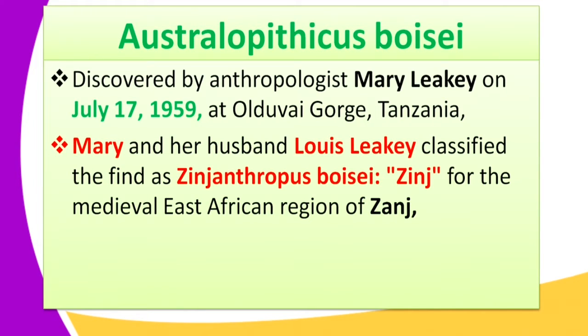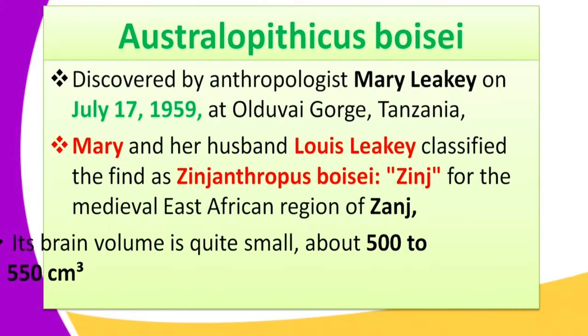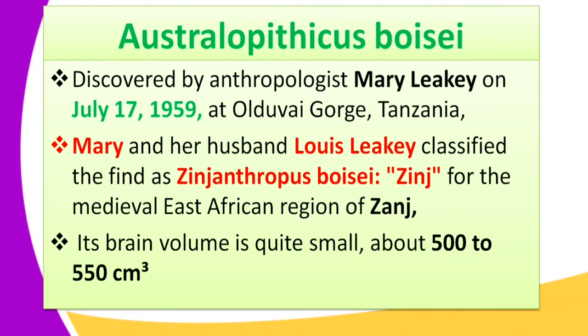So this species was discovered in East Africa, and to be specific, that is Olduvai Gorge, by anthropologist Mary and her husband Leakey. The Australopithecus boisei, the species that was discovered in East Africa, it has got a brain volume that is usually small. The brain volume is about 500 to 550 cubic centimeters, or cc cranium capacity.